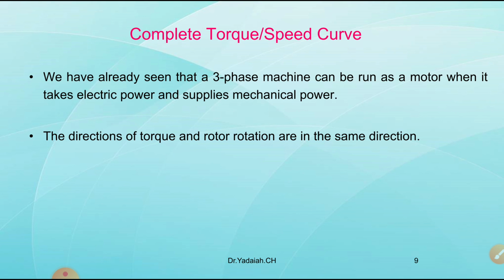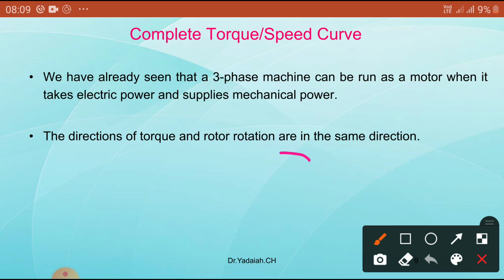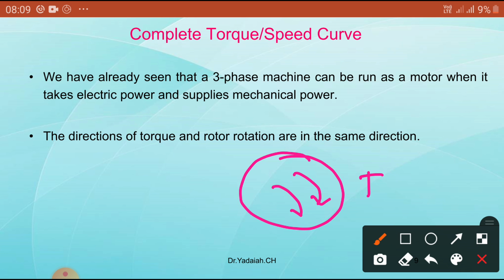We have already seen that a 3-phase machine can be run as a motor when it takes electric power and supplies mechanical power. The direction of the torque and the rotor rotation are the same. Whatever torque is developed in the rotor, in this direction, and the rotor speed, that is the rotation N, are both in the same direction. Then it is an induction motor.